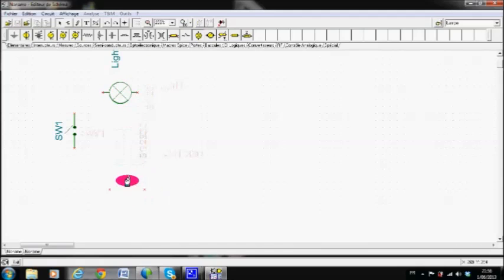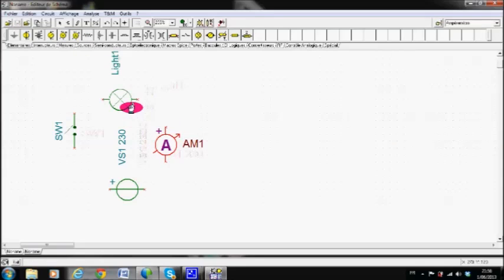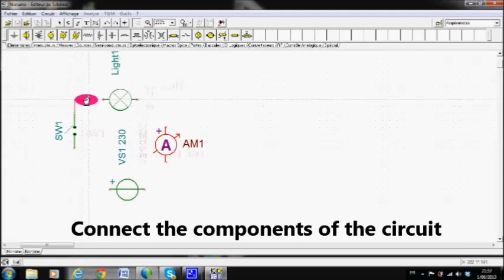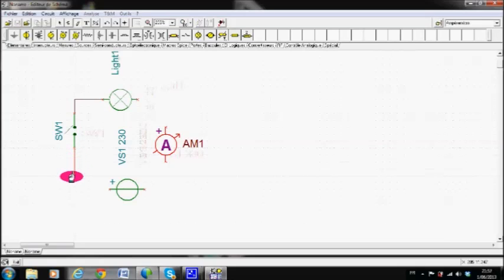I will use an ammeter to measure the current that flows through my circuit. This is my ammeter. I put it here. I don't need to rotate it. Now I just have to make the connection between my elements. So these are the wires of the connection.